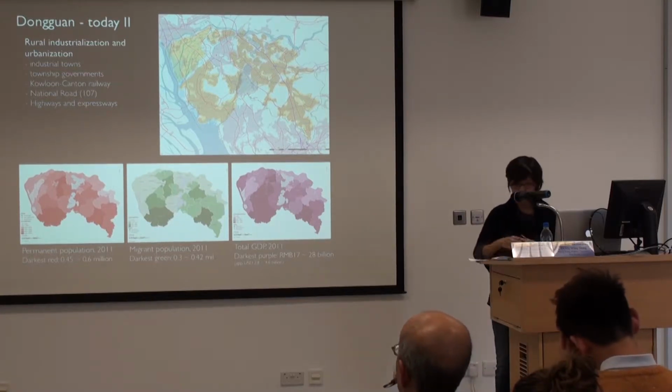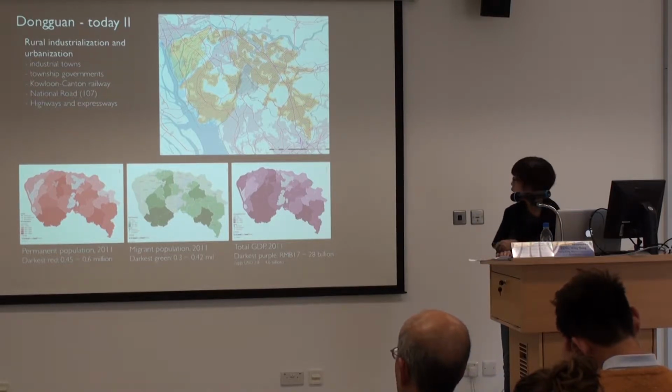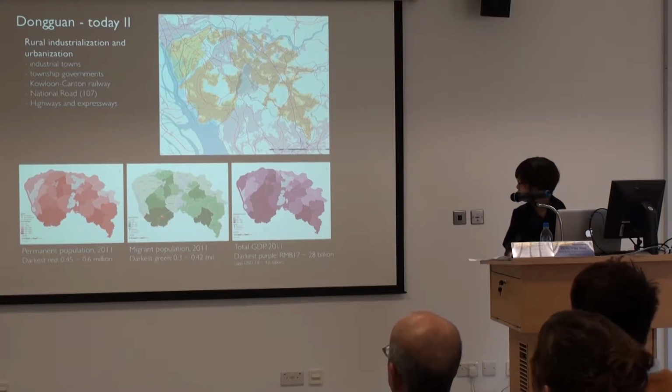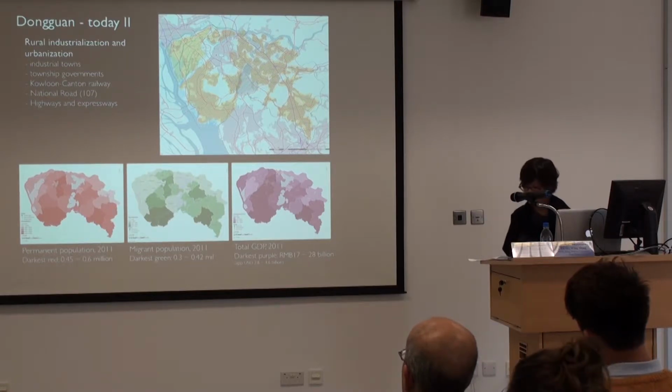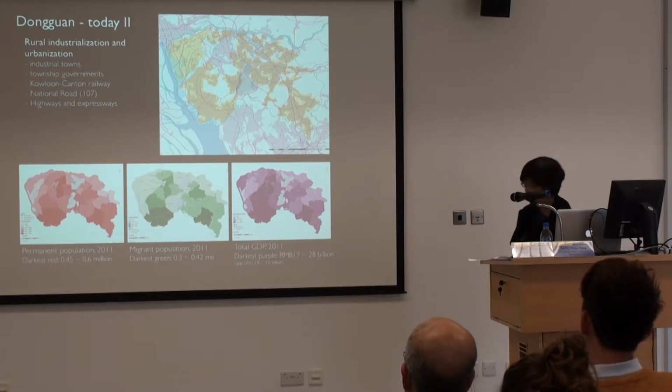On average, the largest industrial towns could have a population up to 500,000, which is here the darkest one, in which the migrants compose 70%. And the population size is equal to the economic performance, which records the highest GDP in Dongguan.